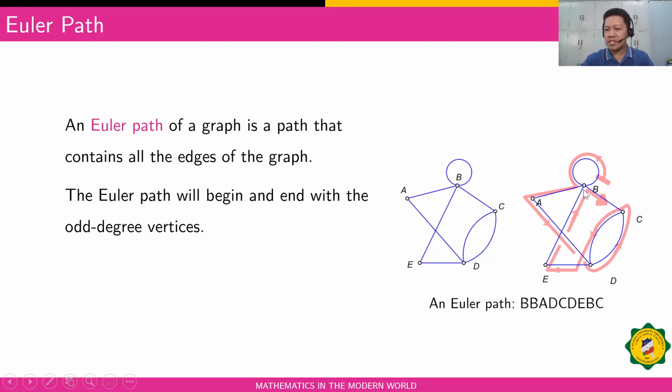So in this example, we started with vertex B. Then we have B, then A, then D, then C, going back to D, E, B, and C. As you can see, it passes through all the given edges here only once. You can go back to the vertices, as you can see in the name of the path AB, AD, CD, EAC. But as to the edges, it should be only once. That's for an Euler path. You may begin at one vertex and end at another vertex.